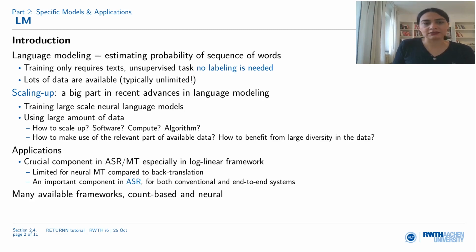A language model can be used in different applications like ASR and MT, although its effectiveness is limited for machine translation compared to the back translation method. It is still an important component in both conventional and end-to-end ASR models. We have plenty of frameworks for language modeling, both count-based and neural models. But in the following slides, I'm going to cover some of the important features in RETURN as an example implementation of machine learning in general.